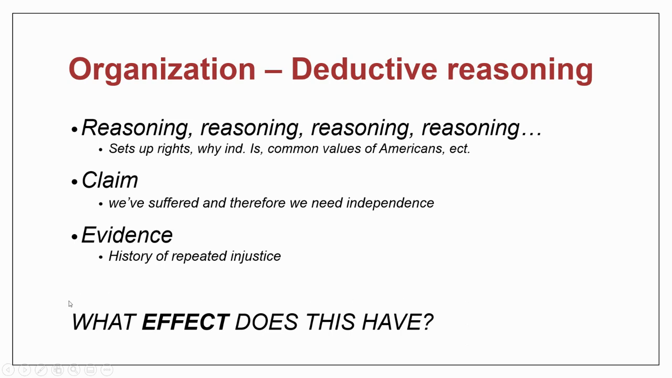And I want you to try to come up with this yourself. Now, I just gave you an example of here's where we go, here's the effect that we get from stating our reasoning, and then building into our claim, and then giving a little bit of evidence. How does that affect the rest of the piece? What impact does that have maybe on the reader?